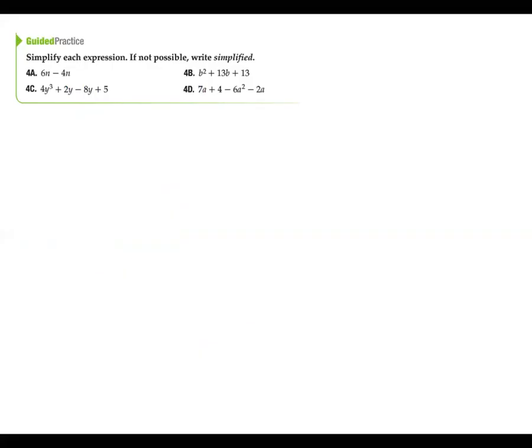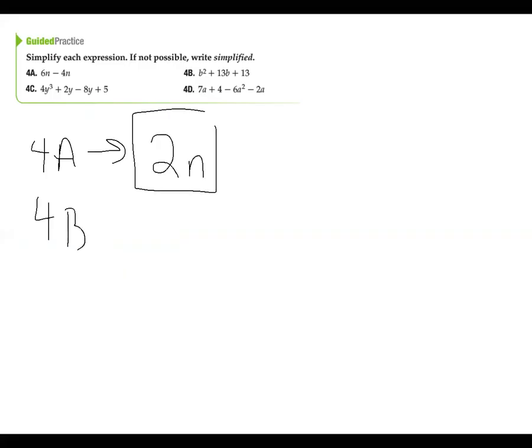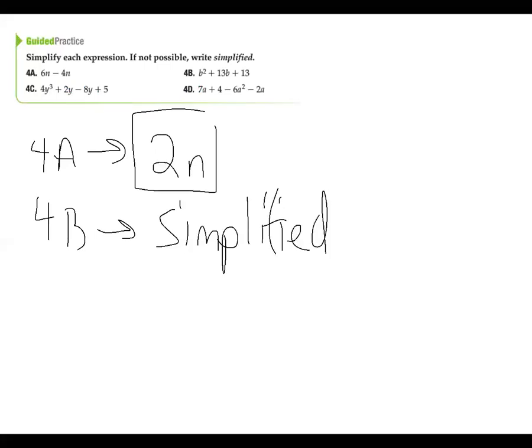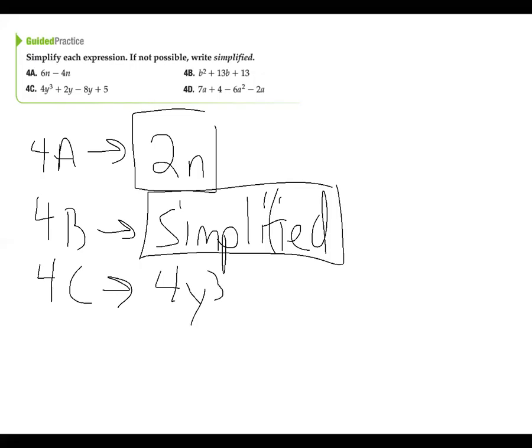All right, we're back. So for 4a, that simplifies to 2n. For 4b, that's actually simplified because none of them are like terms. So for 4c, I would have 4y cubed minus 6y plus 5 because the 2y minus 8y are like terms. So the 2 minus 8 gives me the negative 6.